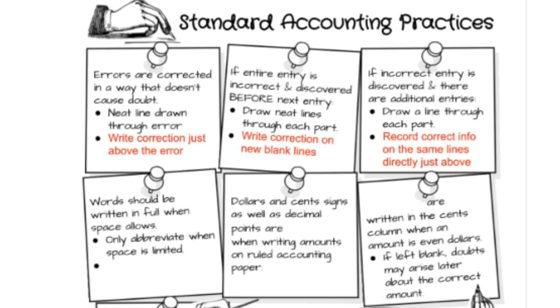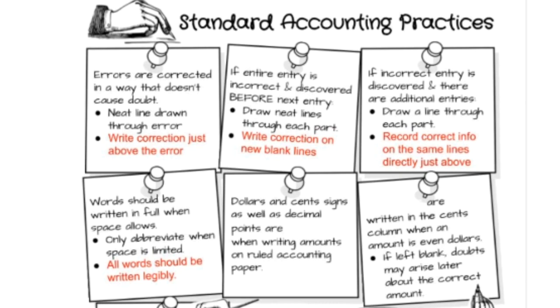Words should be written in full when space allows. You only want to abbreviate when space is limited. All words should be written legibly. Of course, if you're doing this on a computer, then all words should be typed correctly. But you want to make sure that there's not any doubt as to which account you mean. So paper or computer, you got to make sure you're including as much info as you can, as neatly as you can.